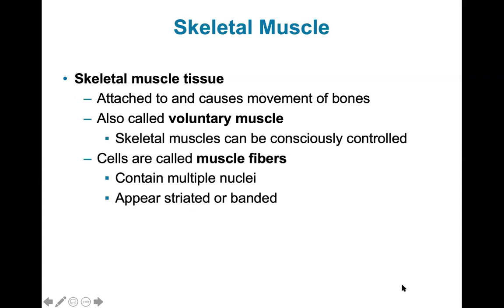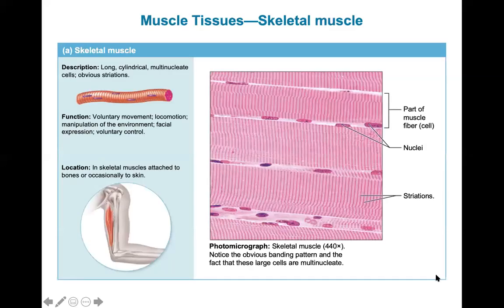The cells are called muscle fibers, not muscle cells, because as you'll see when we talk about muscle tissue in chapter, I think it's 9 or 10, I forget off the top of my head, but when we get to muscle tissue, we'll get into this. It's mainly because muscle fibers are actually the combination of multiple cells that have fused together. Okay, so they will appear to have multiple nuclei, and they will also have striations or banding patterns. And here you can see a muscle fiber, and you can see the striations that exist with skeletal muscle here.